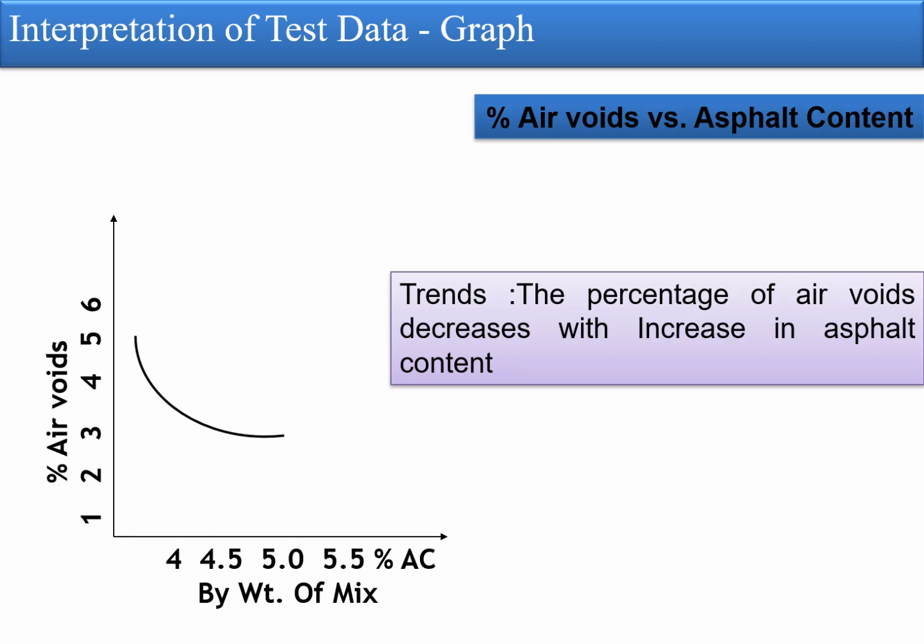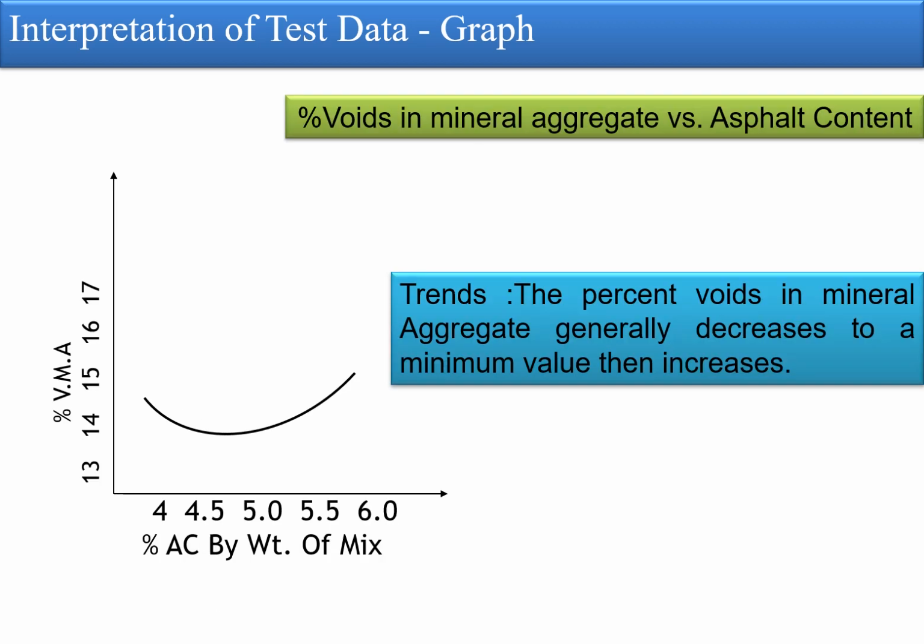For percentage air voids, generally we take 3 to 5. So at 4%, the binder content you get is noted. The trend is that the percentage of air voids decreases with the increase in the asphalt content. So this is how you get the complete picture of different properties of asphalt mixes with respect to the asphalt content.